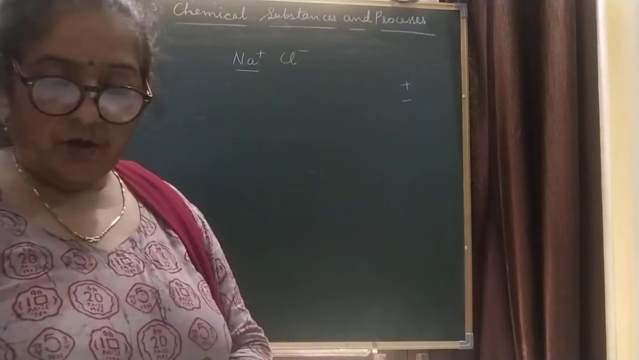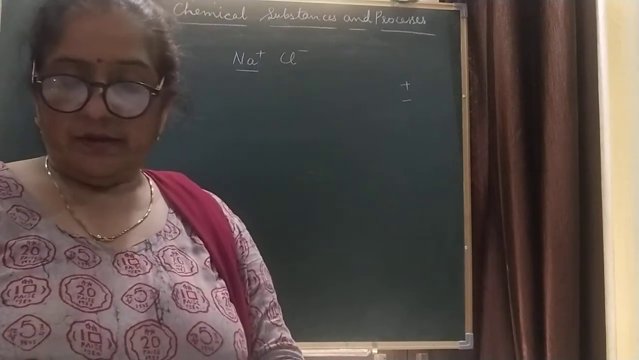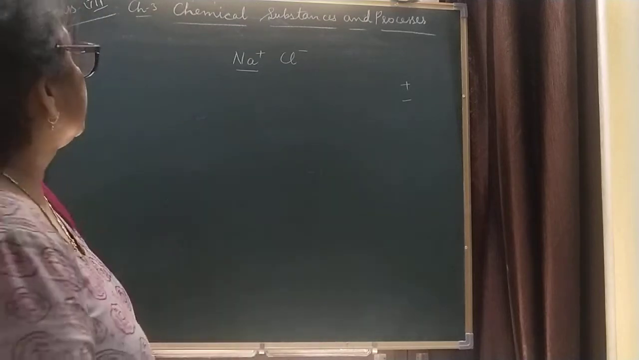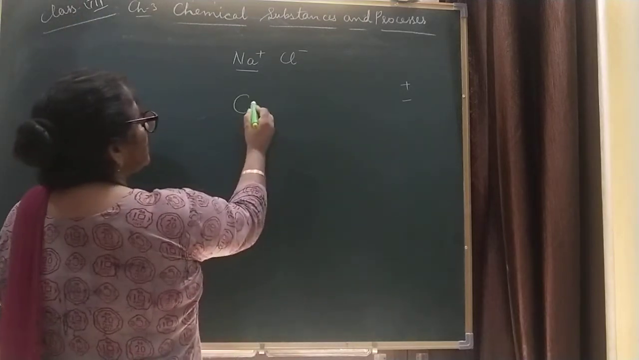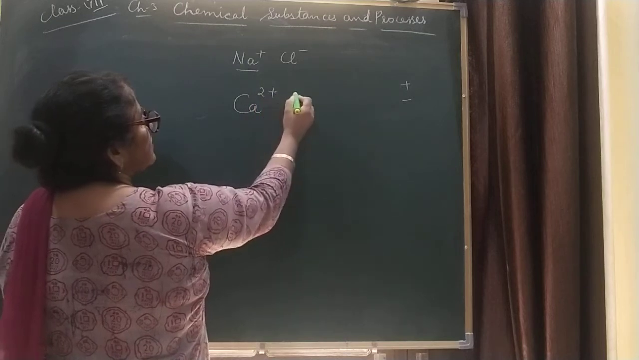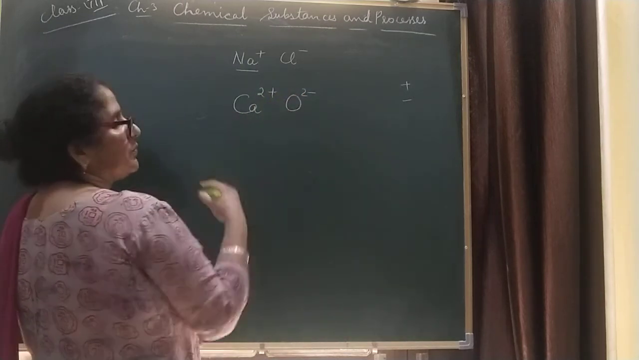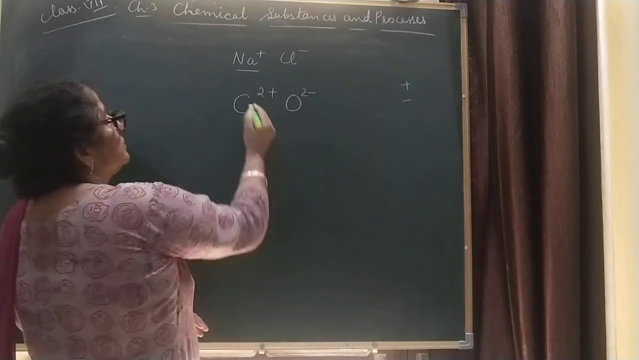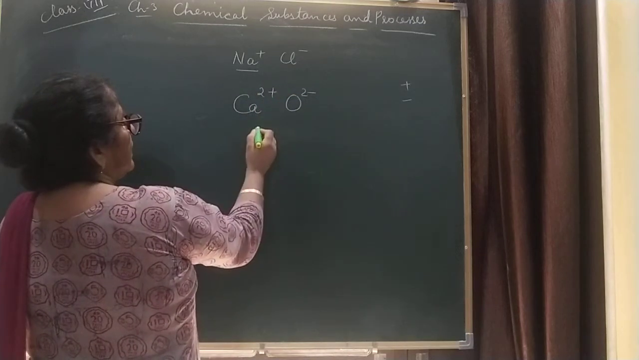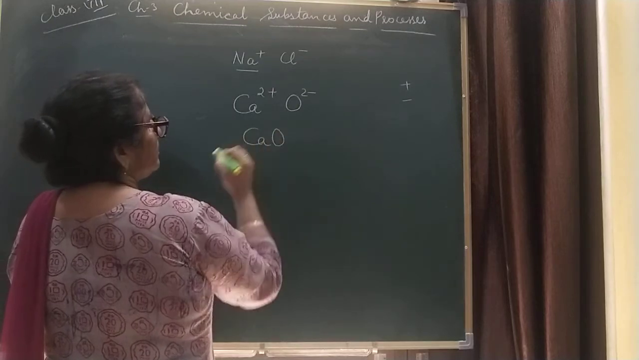Then if there is any common factor, it should be removed. Like for example, calcium oxide. Calcium has 2 positive, oxide has 2 negative. Both of them have common factor 2. So these 2 should be removed and the formula becomes CaO.